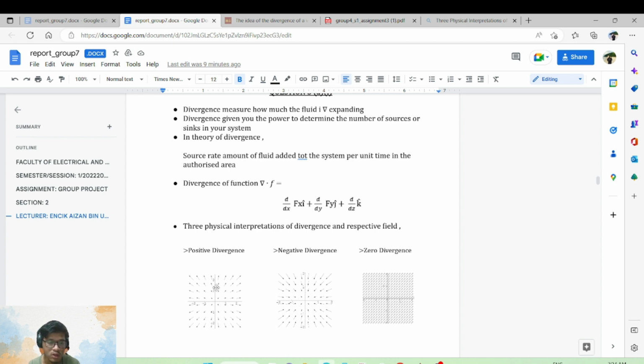So this is the positive divergence. The second one is negative divergence, and this is the zero divergence.